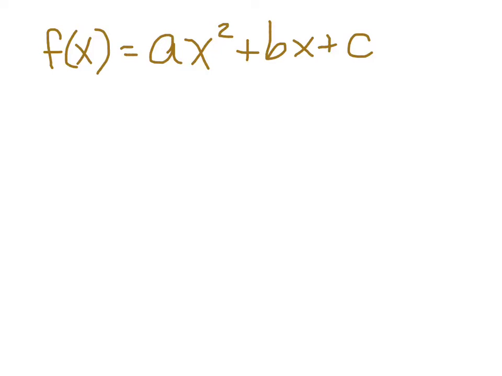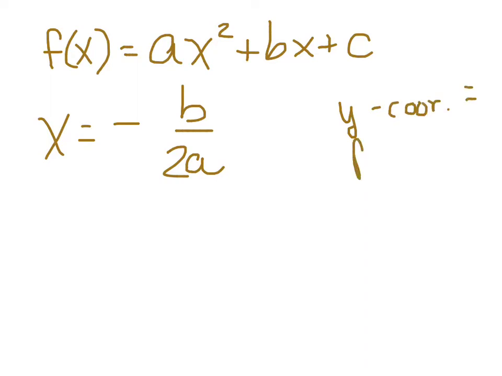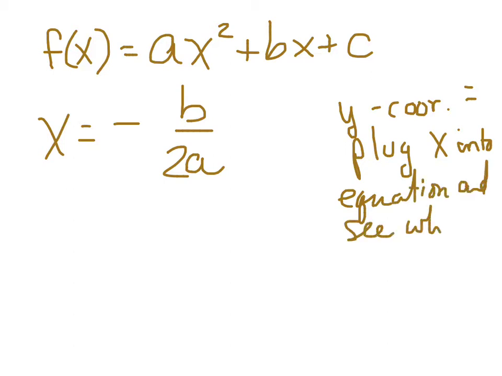Okay? So first of all, in order to find the axis of symmetry, we use that formula. Negative b divided by 2a. So that will give us the axis of symmetry. You know what else it also gives us? It gives us the x coordinate, correct. Okay? Now, if you know the x coordinate, in order to find the y coordinate, you plug x in and see what you get. Okay? To find the y coordinate, plug x in to the equation and see what you get. Okay, that's how you find the y.